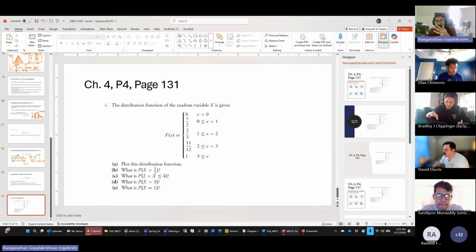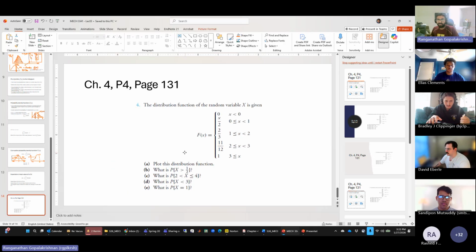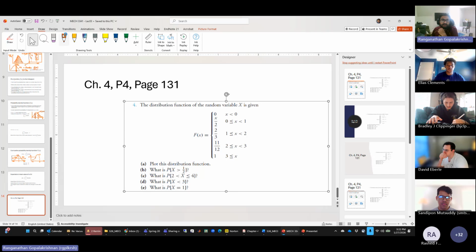So we have a random variable. It's defined as this function here. We want to first plot this distribution function. This is the distribution, not the cumulative distribution. This is the actual distribution. Let me make some annotations so that you can try this on your sheet of paper.